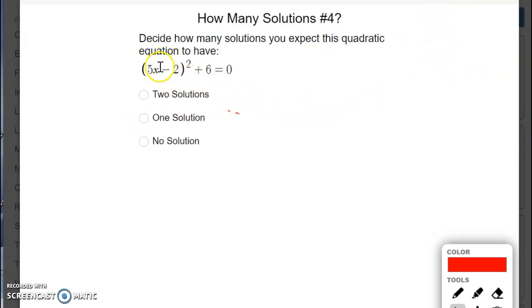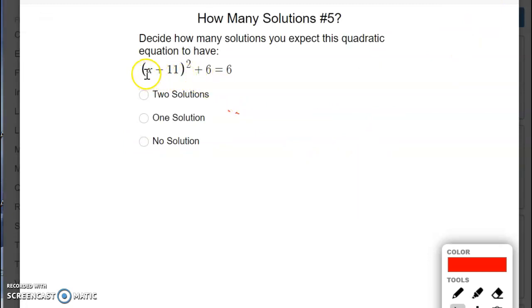And then card 16, decide. Okay, so in this case, what do we need to do? We need to bring the 6 to the other side. So it becomes 5x minus 2 all squared is equal to negative 6. The square root of negative 6. You can't have a square root of negative 6. So again, there will be no solution.